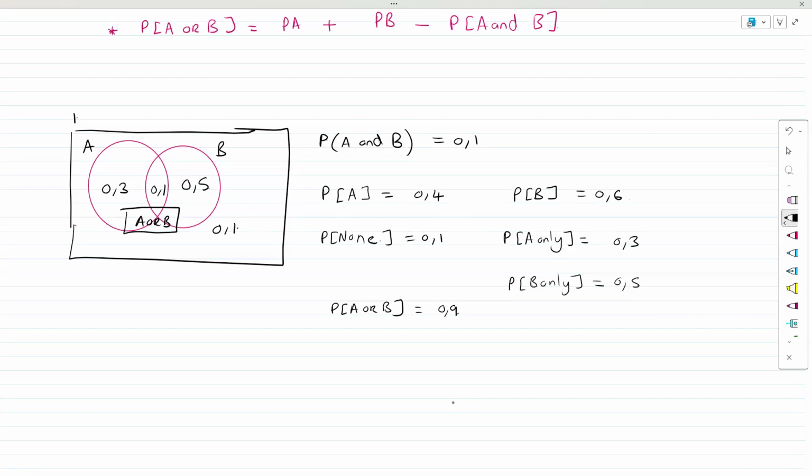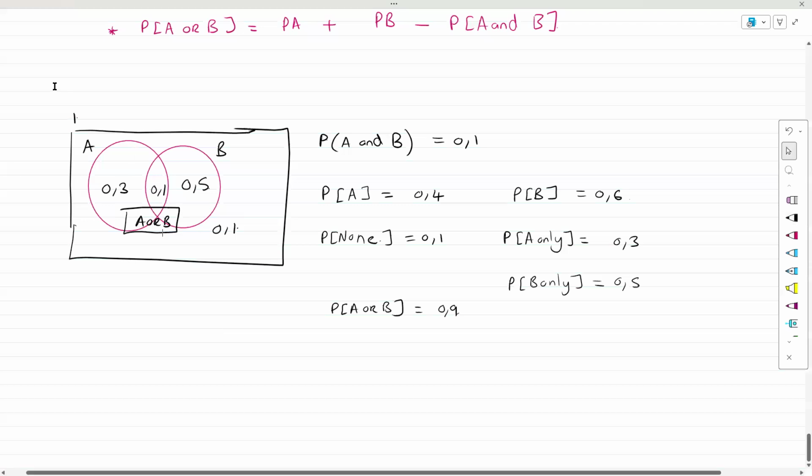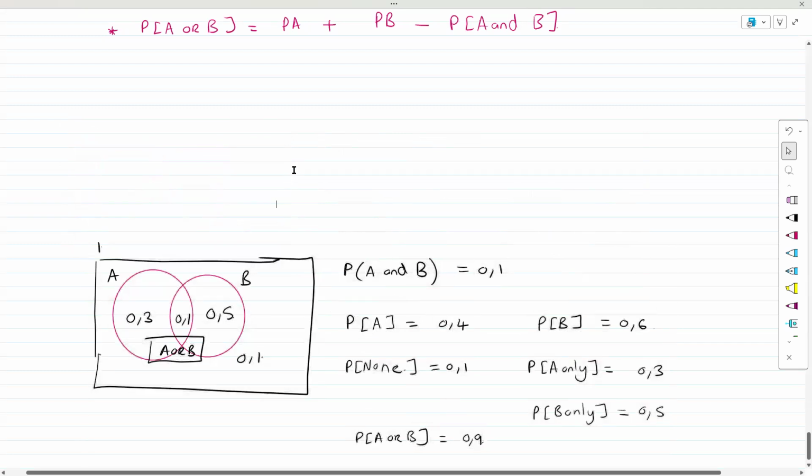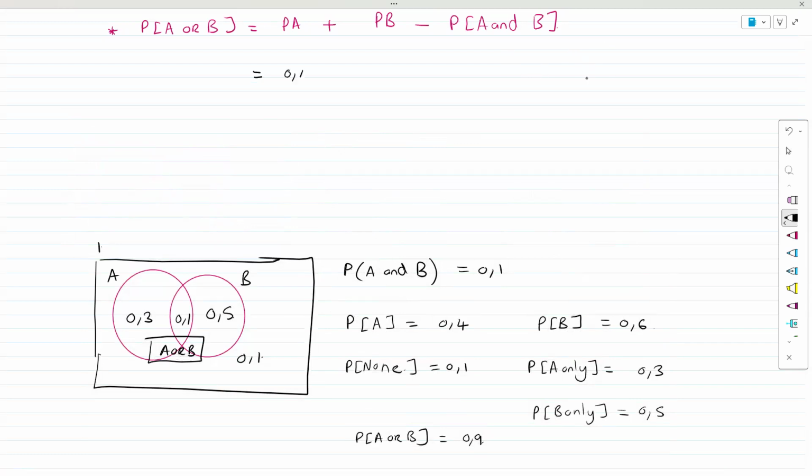Now this is all the easy stuff, right? And most of the time, when you have the Venn diagram, it's easy to answer this. But when we don't have the Venn diagram, we can find A or B. So to find A or B, we'll take the total probability of A, which is 0.4, plus the total probability of B, which is 0.6, minus the probability of both, which is 0.1. And we can see that the probability of A or B equals 0.9.